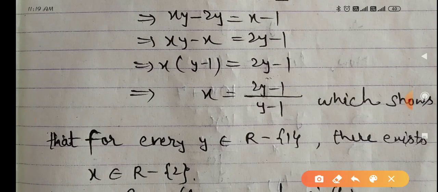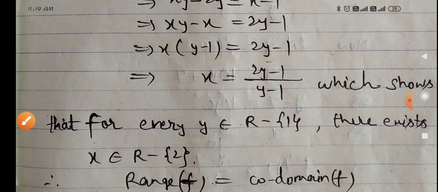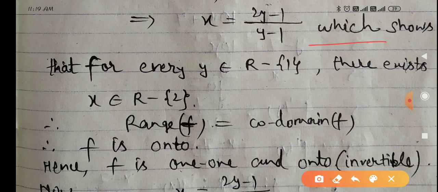So x equals (2y minus 1) upon (y minus 1), which shows that for every y which belongs to the codomain R minus 1, there exists x which belongs to the domain R minus 2. So it means that range equals codomain.